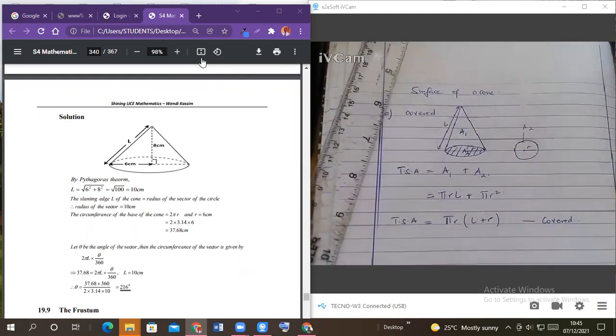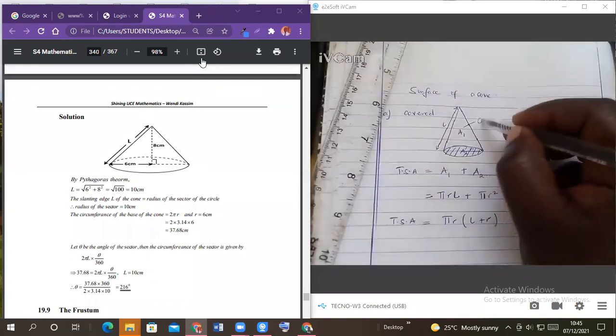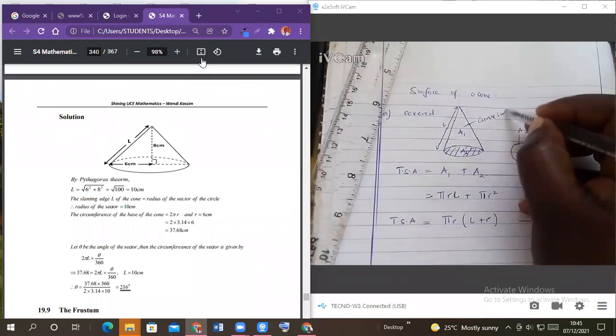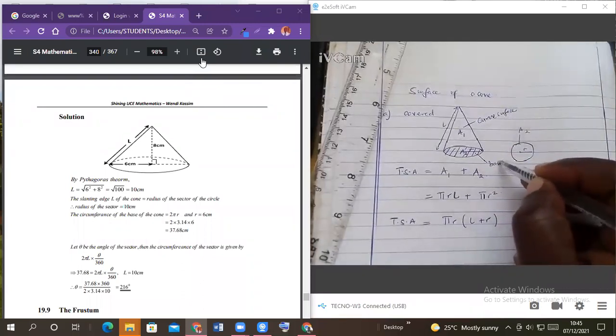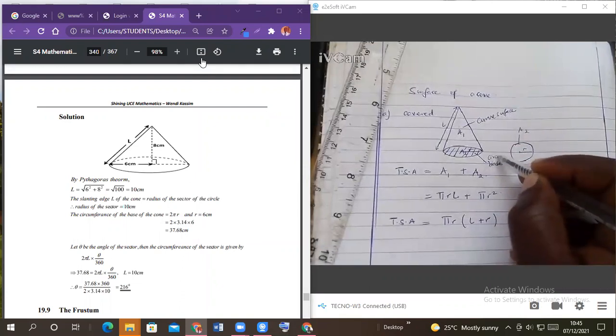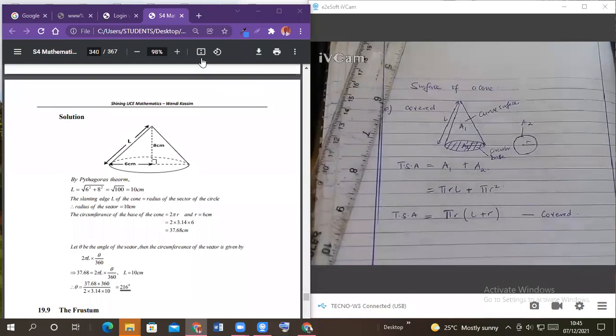So I repeat, you have to get the area of the curved surface. So this is the curved surface. And also you get the area of the base, which is in the form of a circle, so it is a circular base. Get those two areas and then add them together. In total, you get the total surface area of a closed cone.